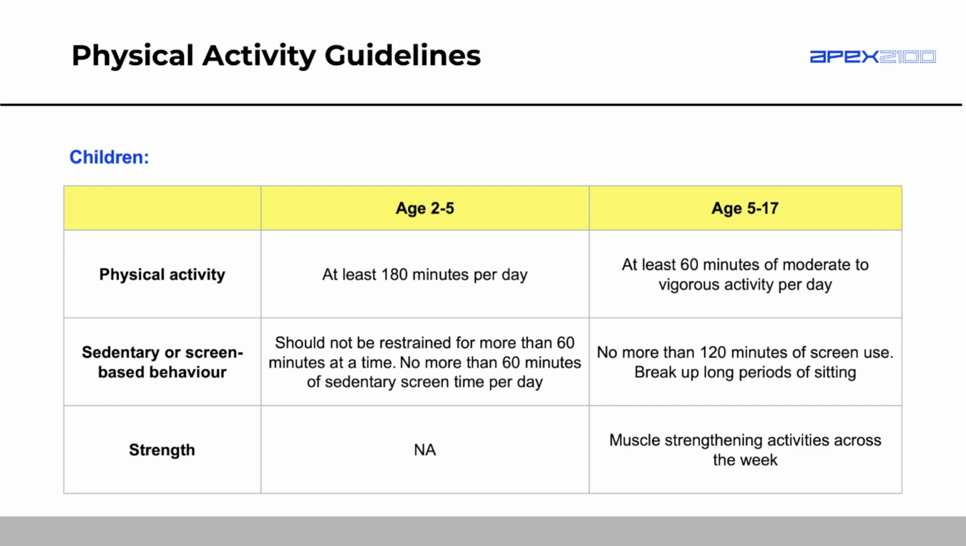So let's look at age 2 to 5. The physical activity guideline here is at least 180 minutes per day. Kids at this age obviously aren't going to be going out on a run for 180 minutes per day, but they get their physical activity just from moving around, playing with their friends, chasing each other around in the backyard, whatever it is. It's not a structured physical activity. For the sedentary and screen-based behavior guideline, it says that they should not be restrained for more than 60 minutes at a time and no more than 60 minutes of sedentary screen time per day.